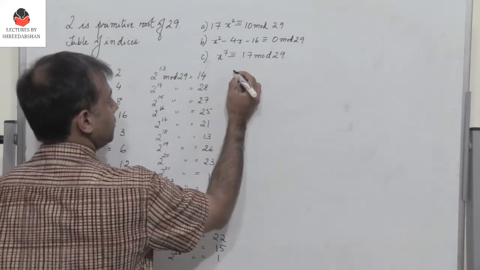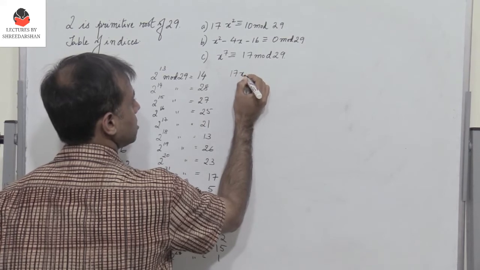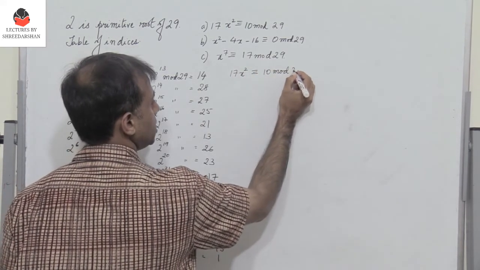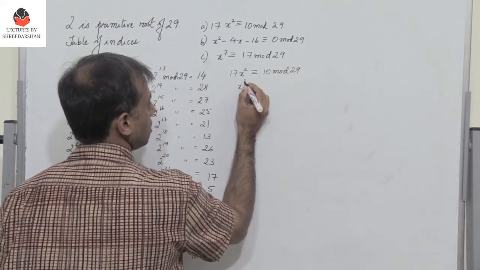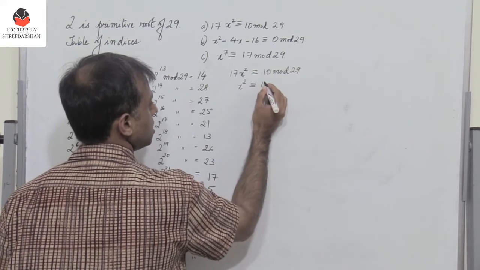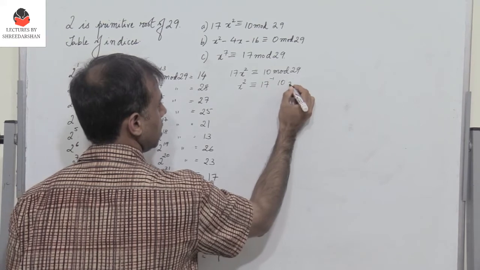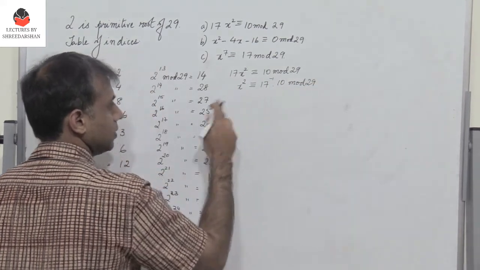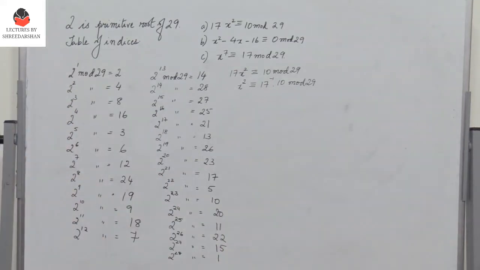Now let me consider the first one. I have 17x squared congruent to 10 mod 29. I can write x square as 17 inverse into 10 mod 29. If I bring 17 to the right-hand side, it becomes 17 inverse. So what is 17 inverse in mod 29 is the question.